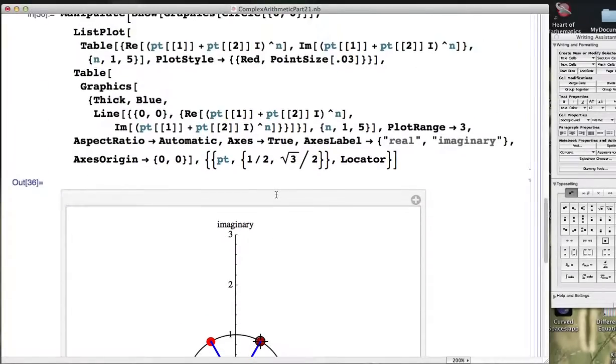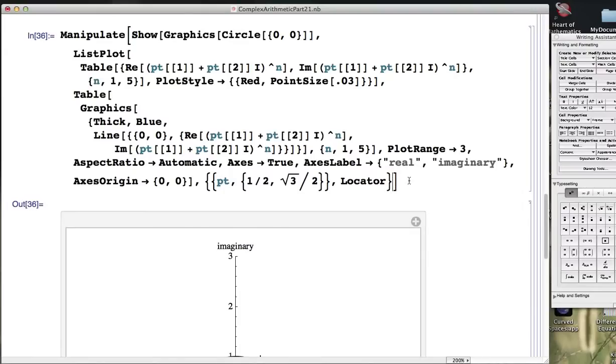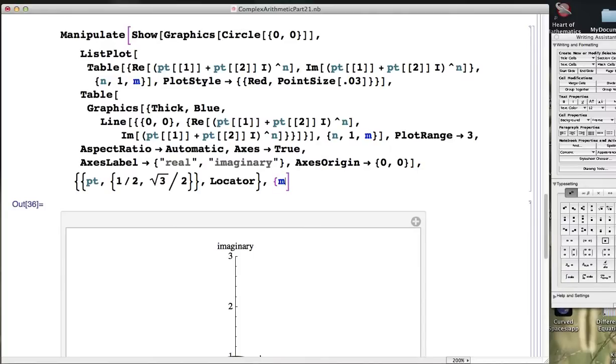Let me also do something else kind of interesting. Let's add another animation parameter here that's going to look at even higher powers of this complex number. In general, let's call it the mth power. So I'm changing the 5s here to m's. So m is going to be an animation parameter. It's going to start at 1 and go up to, let's say, 50.